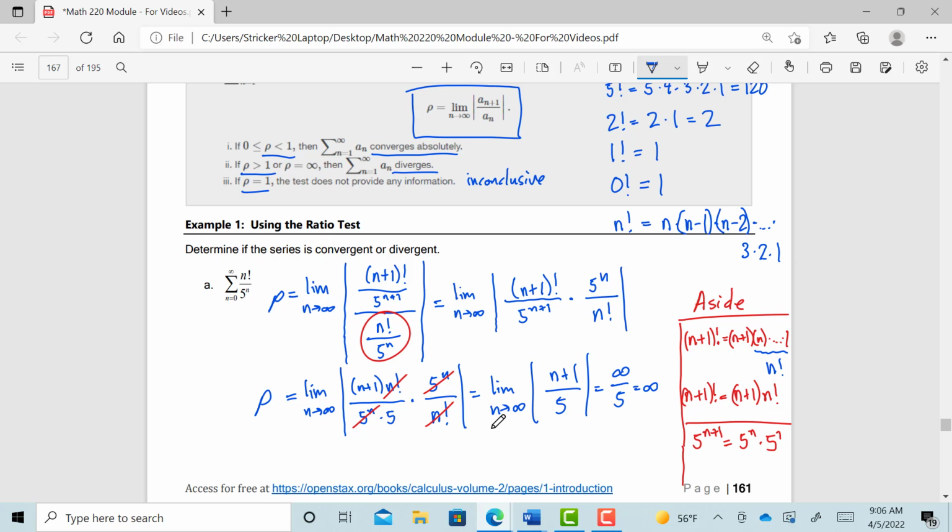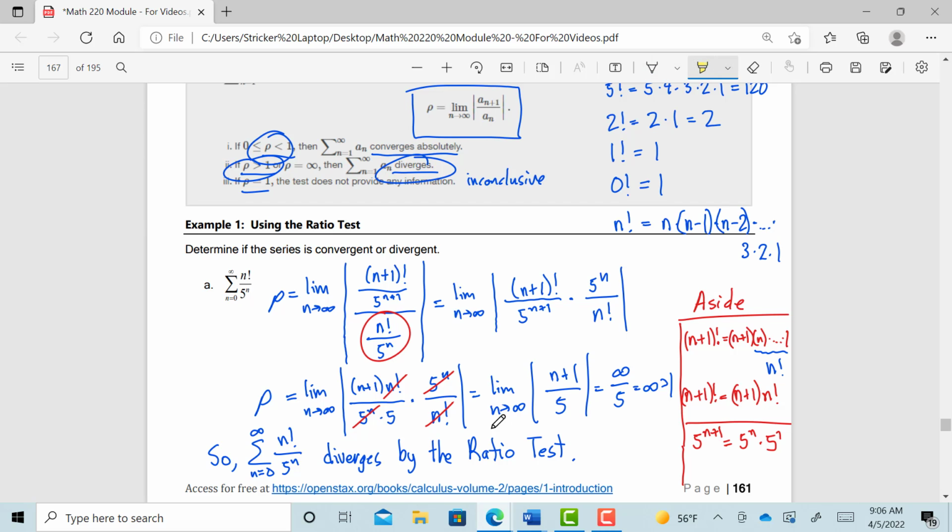And remember, we're comparing rho to 1. And in this case, infinity is going to be greater than 1, which means the series diverges. So we got to make our statement just like we have all along in chapter 5. So series of n factorial over 5 to the n diverges by what test? By the ratio test. Diverges. All right, so that's the first one.